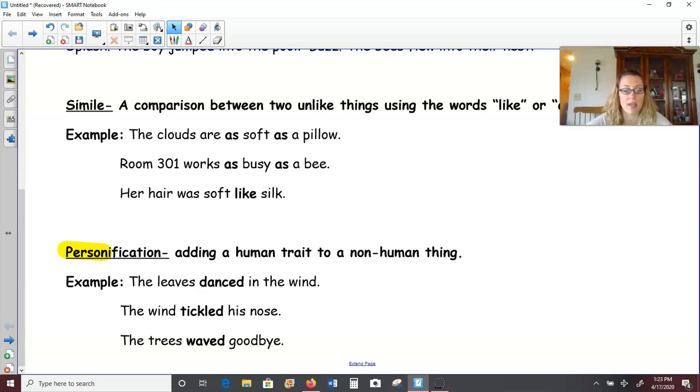And the trees waved goodbye. Again, trees don't have hands. They're not reaching out and waving, but instead this means that the tree limbs were maybe moving from the wind, but it's more interesting to say that the trees waved. So personification is when we add a human trait to something that's non-living.